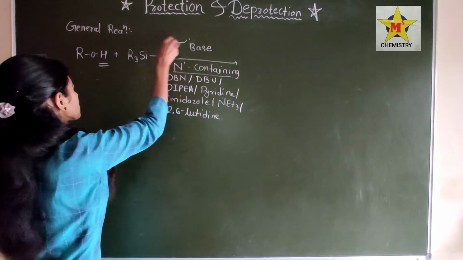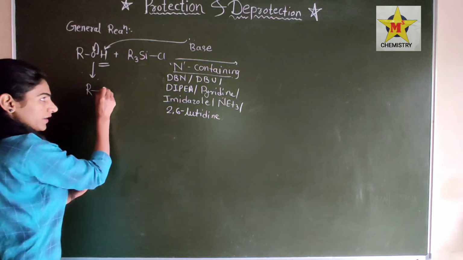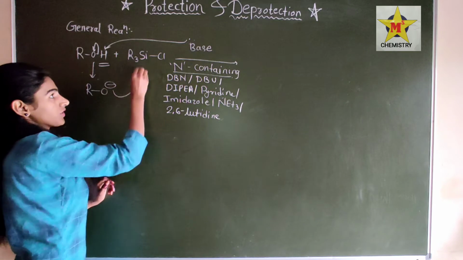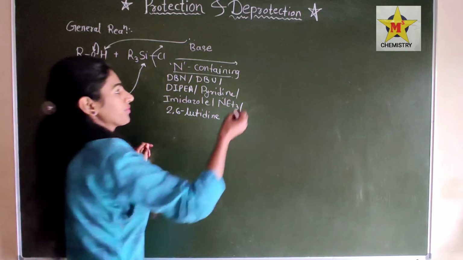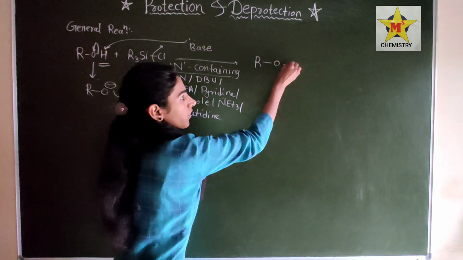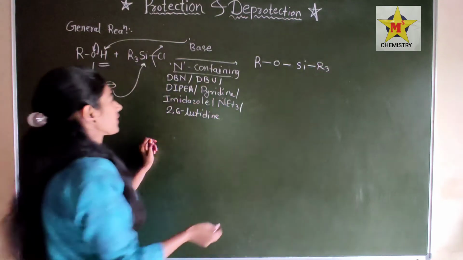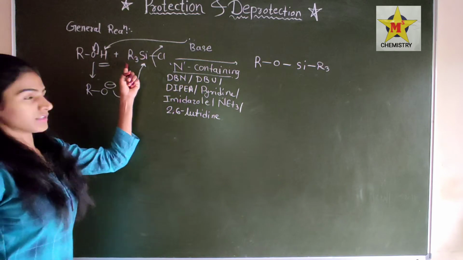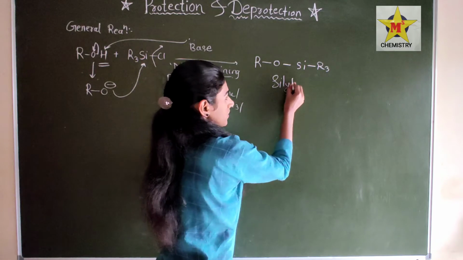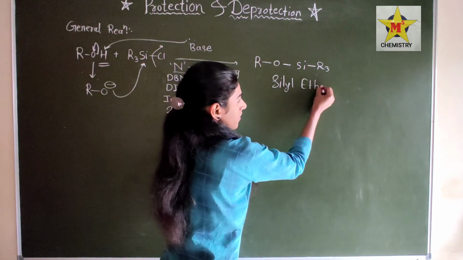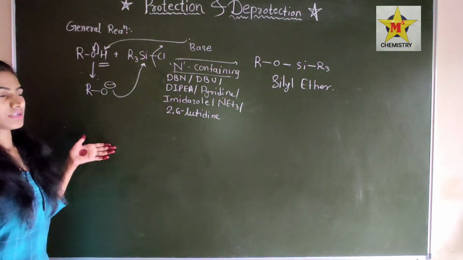This base abstracts the proton of the alcohol and it becomes RO minus. This O minus will attach over silicon and fluorine will depart. So there is formation of RO-SiR3. This is a silyl ether. In this way, we discuss silyl ether protection.